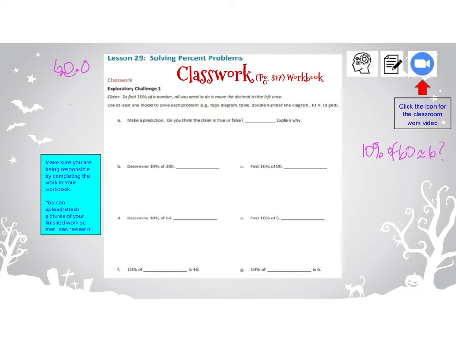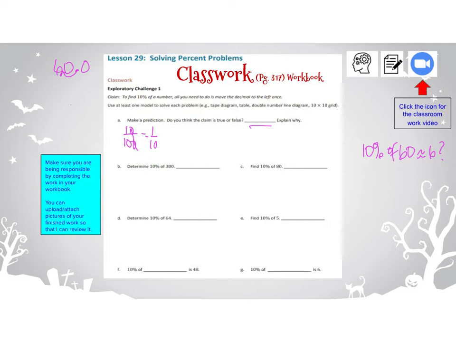That's our question. So first, make a prediction. Do you think the claim is true or false? Whatever your prediction is, you'd be writing that down. So in my head, I'm saying, well, 10% is 10 over 100, or I could also say it's 1/10. If I took 60 and I divided it up into groups of 6, I'd have 10 groups, right? So what's going to be in each of my groups? Whatever you say here is based on your thought or your rationale.